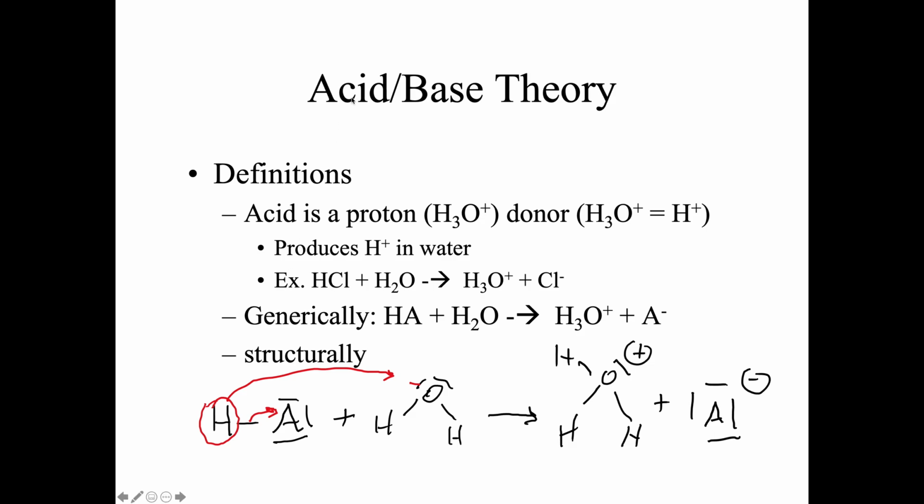So you can see this kind of weird looking drawing here, but you guys understand Lewis dot structures. So let's go one at a time. An acid is a proton donor. Now, typically, and it forms H3O+. So proton is an H+ ion.